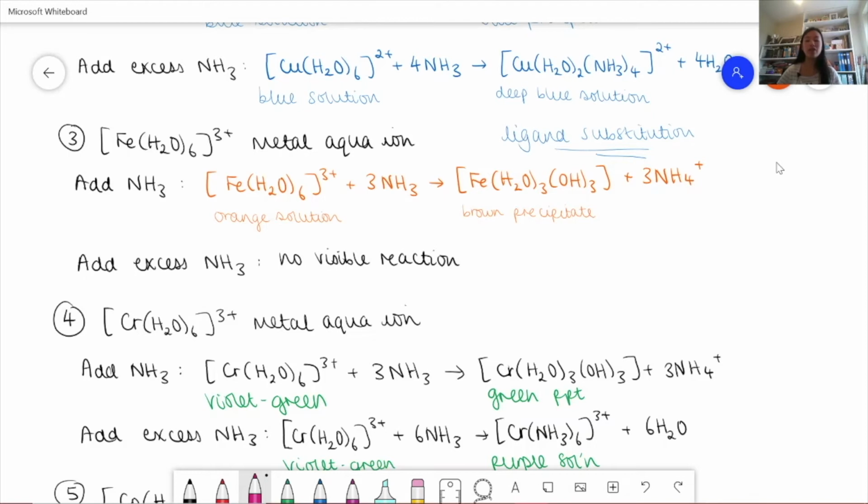So if we're going straight from the metal aqua ion, if we add an excess of ammonia, so if we add 6 ammonia this time instead of 3, ligand substitution happens, and so these ammonia substitute all of the waters, and so we form a 3+ complex, and it's a purple solution, and so the 6 waters come out.